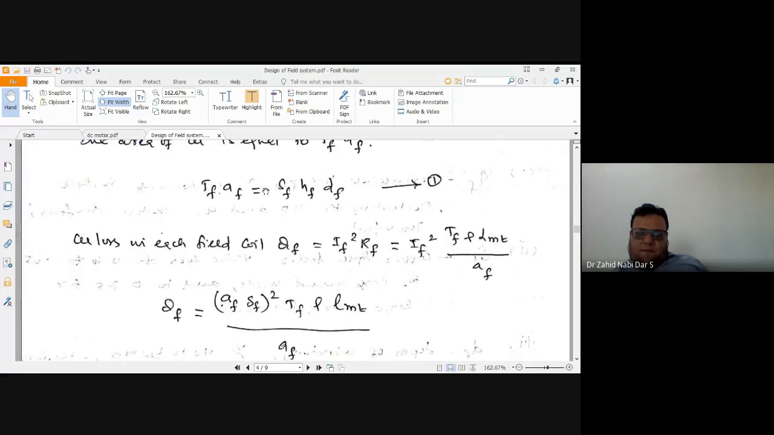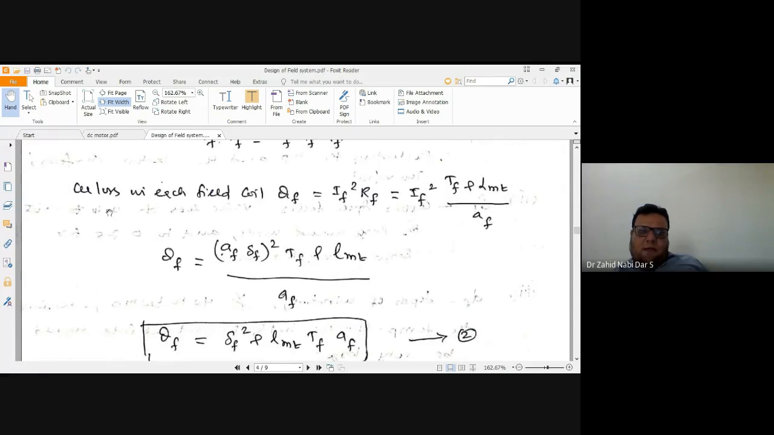So TF into AF is equal to SF HF into DF. Copper loss in each field coil, how do we express it? We express it in terms of I square R. So this is I, the field current, squared into RF. RF will be given as rho L by A. But rho L by A would be the resistance of 1 turn.